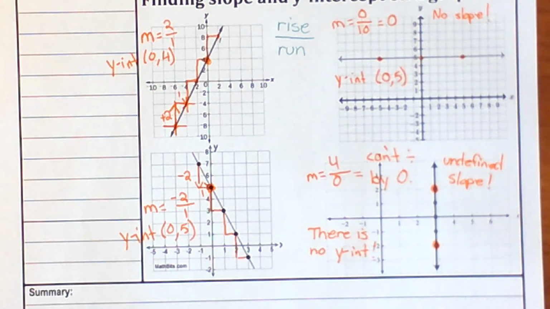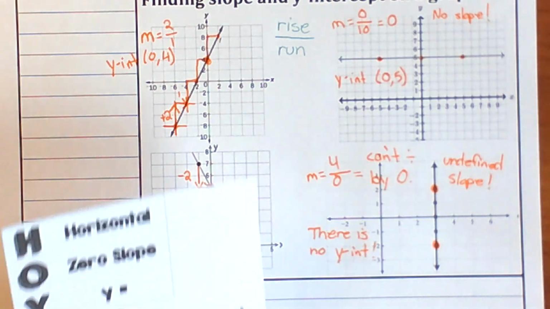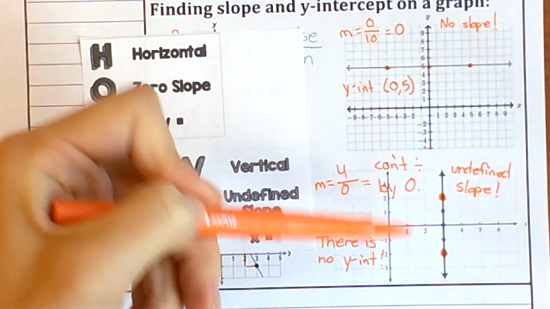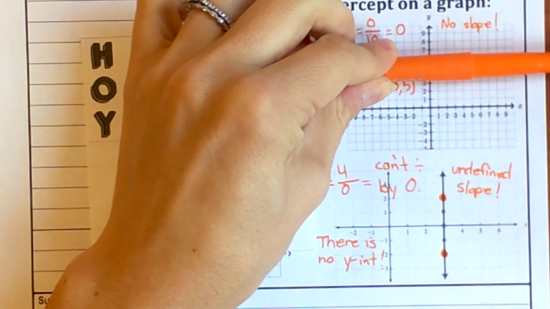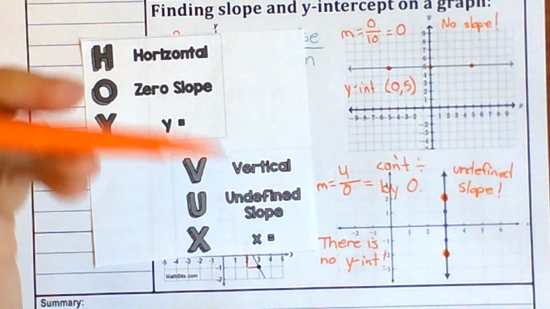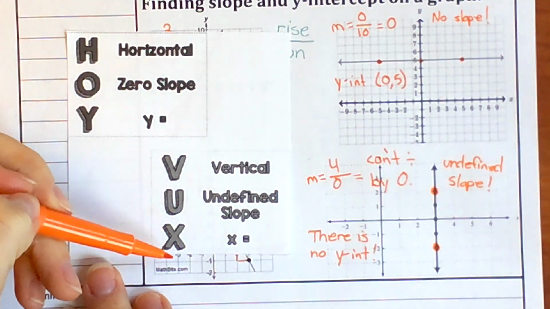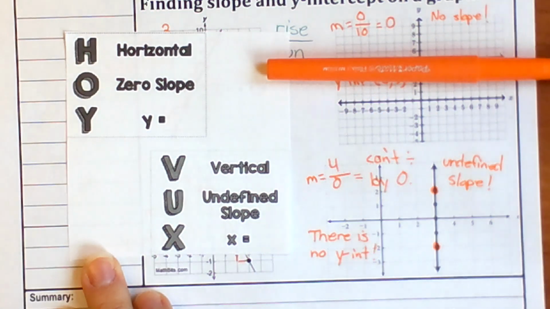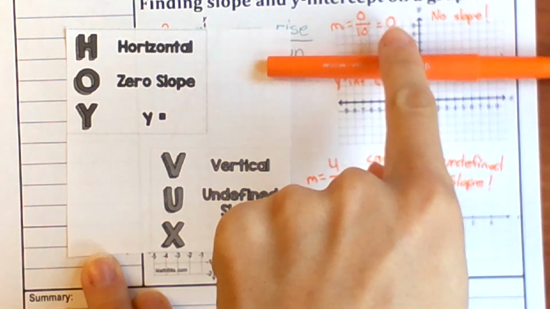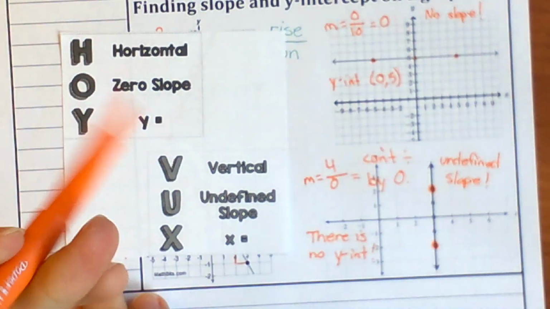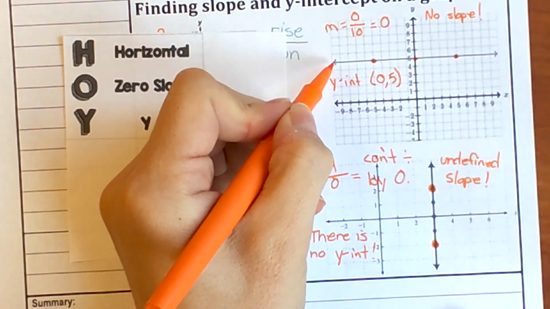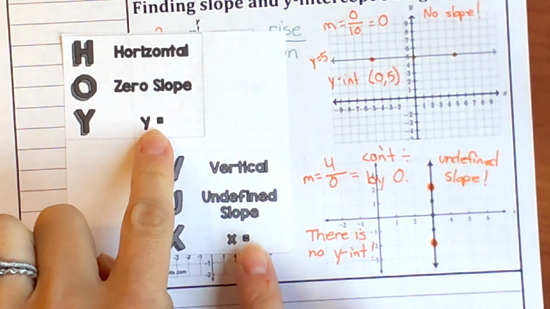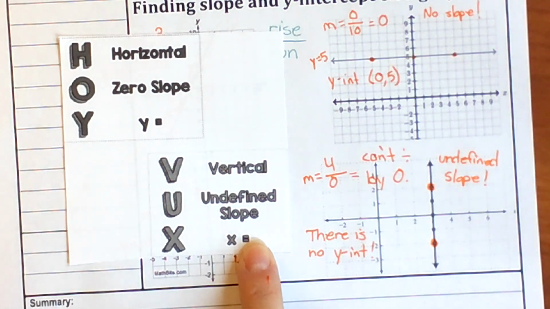Now let me show you something that maybe you've seen before, maybe you have not, but here is a little shortcut to remember these two special cases when I have a horizontal line and I have a vertical line. Maybe you've heard this phrase before. It's called HOY VUX. I know it sounds kind of weird, but H stands for a horizontal line, so here's my horizontal line. That means that the slope is 0. And if I were to write the equation of this line right here, it would be y equals 5. So the equation of the line starts with y equals, and then you put your number.